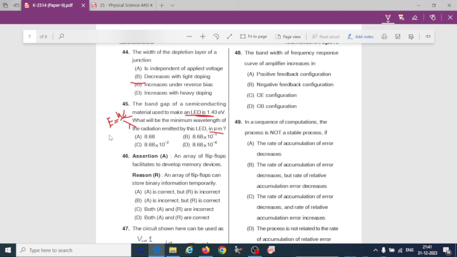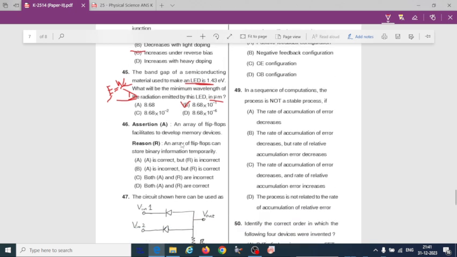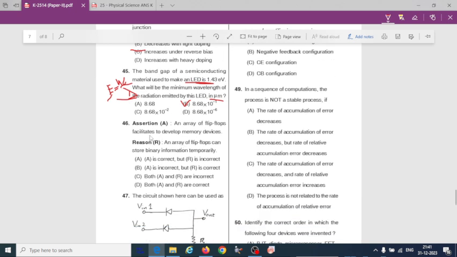They have given here the energy, so you need to calculate the wavelength lambda. You just put the value of the given energy in terms of electron volt. They have given Planck constant and speed of light, so you can find out the wavelength. If you put these values in this formula and calculate, you are going to get option B. Option B is correct.